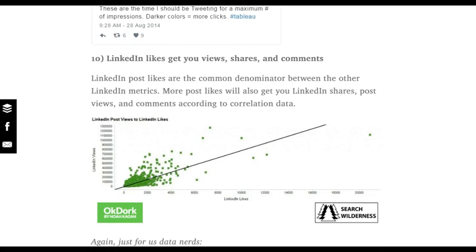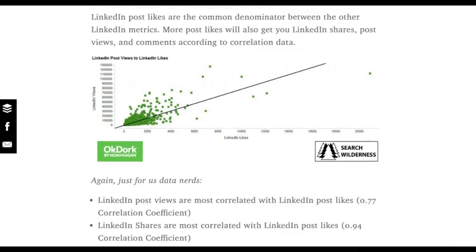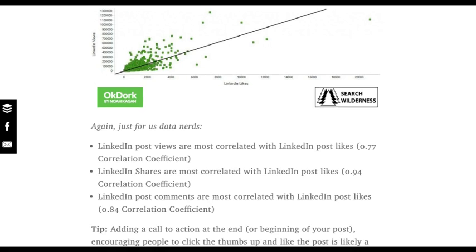All right, and this one should be: LinkedIn likes get you views, shares, and comments. LinkedIn post likes are the common denominator between the other LinkedIn metrics. More post likes will also get you LinkedIn shares, post views, and comments, according to correlation data. Now, this was my first post, so I didn't have a whole lot of engagement.